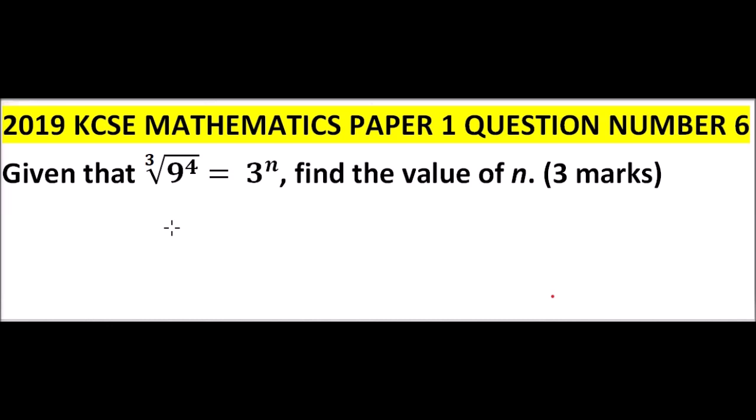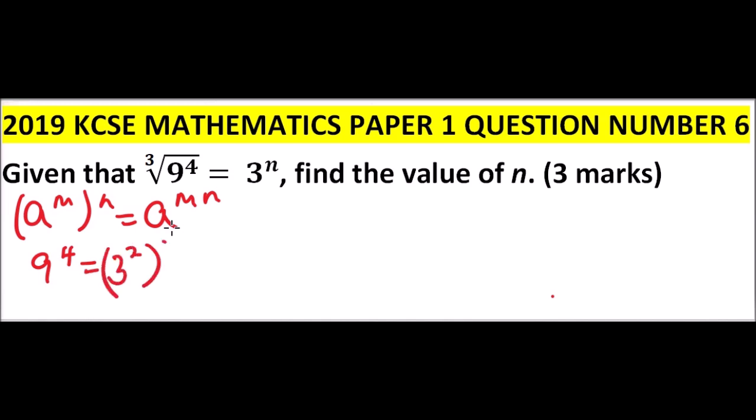In this case, we have the third rule that says a to power m in bracket to power n is equal to a to power mn. So we are going to apply this. First of all, we can say 9 to power 4 is equal to 3 squared in bracket to power 4. So this is equal to 3 to power 8. So 9 to power 4 is the same as 3 to power 8.